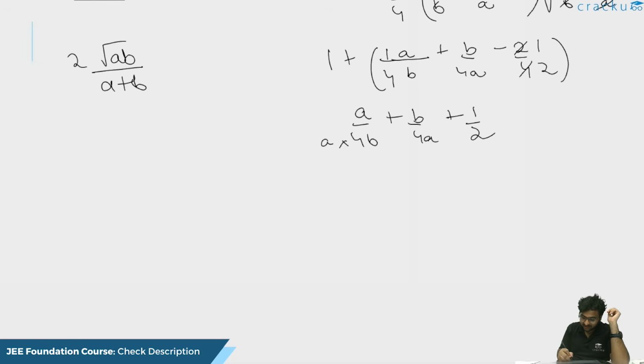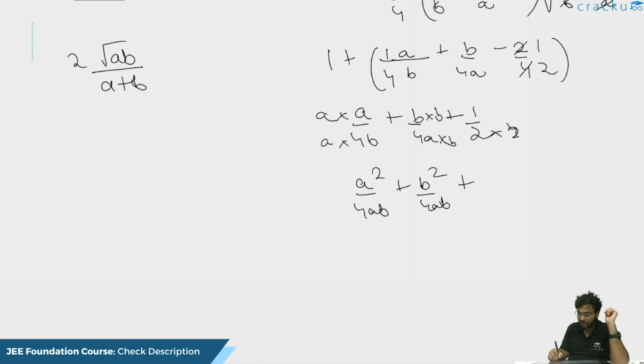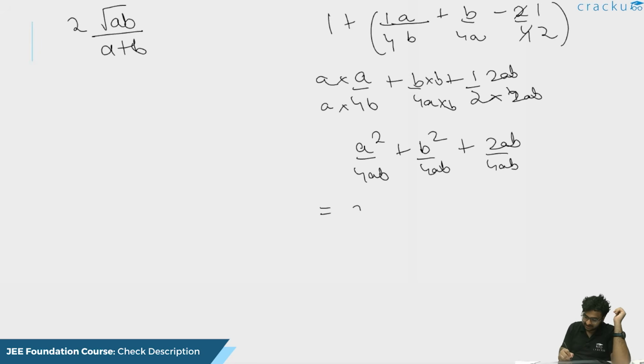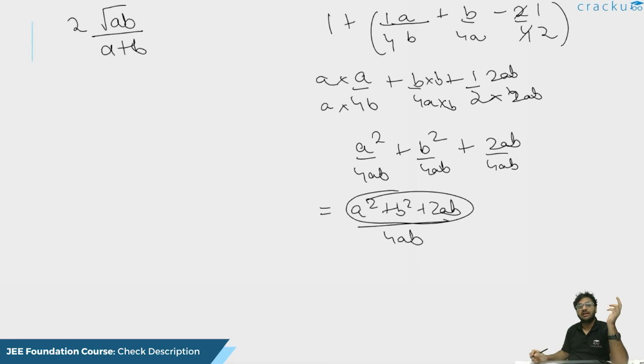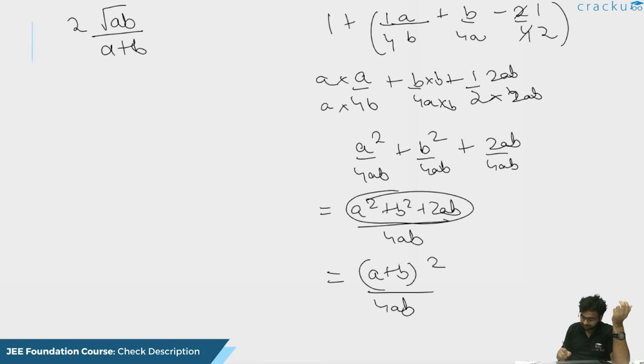So multiply this with A, this with A. So A square upon 4AB plus multiply this with B, this with B. So B square upon 4AB plus this would be what? Multiplied with 2AB. So 2AB upon 4AB. So this will be written as what? A square plus B square plus 2AB upon 4AB. Now if you see carefully, A plus B whole square is what? A square plus B square plus 2AB. So this is A plus B whole square upon 4AB.